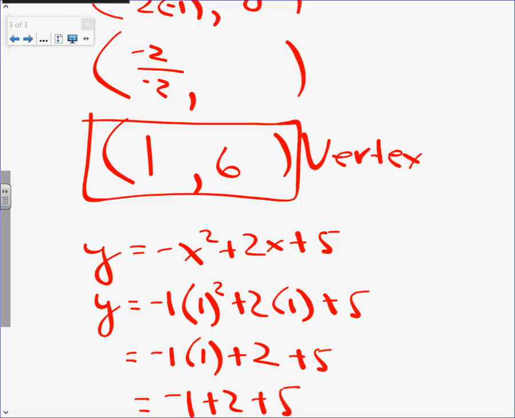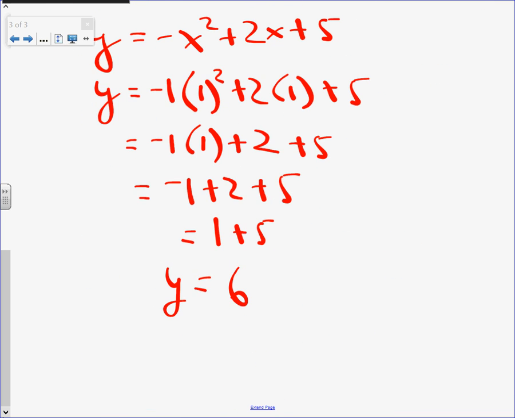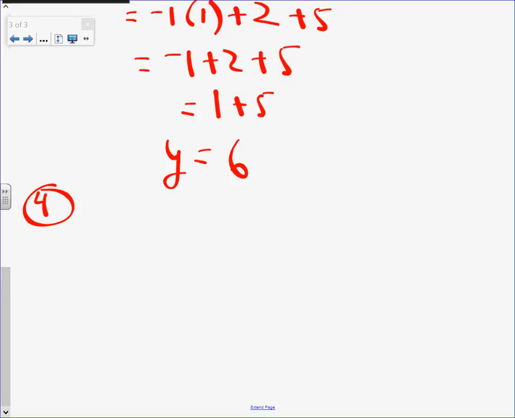Castillo, can you read me step 4? Beautiful. And we're going to use the quadratic formula. Y equals negative x squared plus 2x plus 5. We have to make y 0.